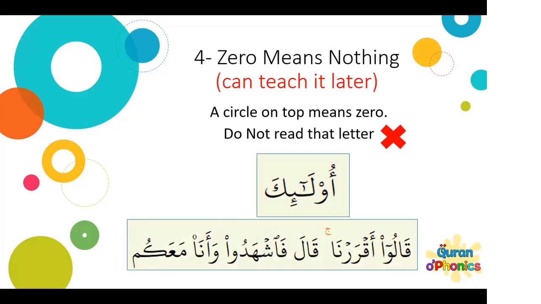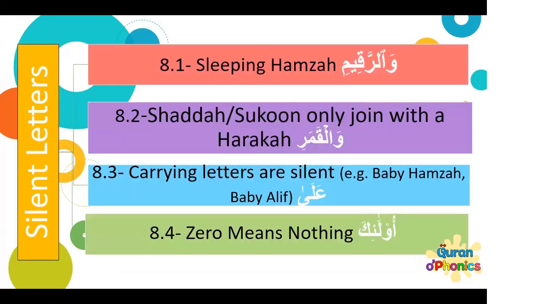Zero means nothing, so we ignore it. We don't read those. So the last word in this line is "ana". The noon with fatha is just read as a single stretch. We don't read it as a long fatha sound. We don't say "aana", we just say "ana".